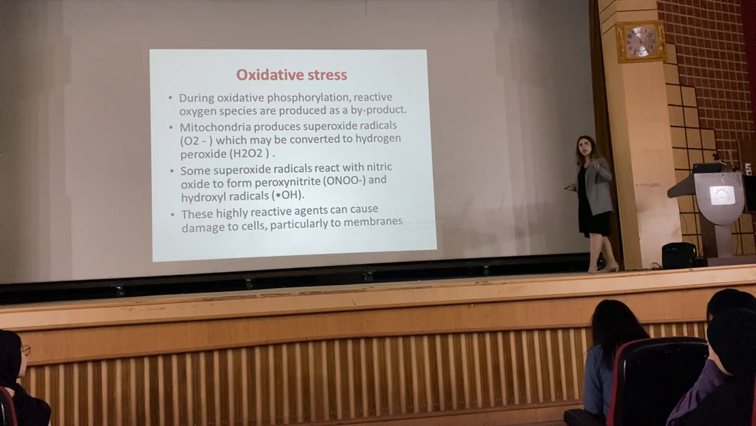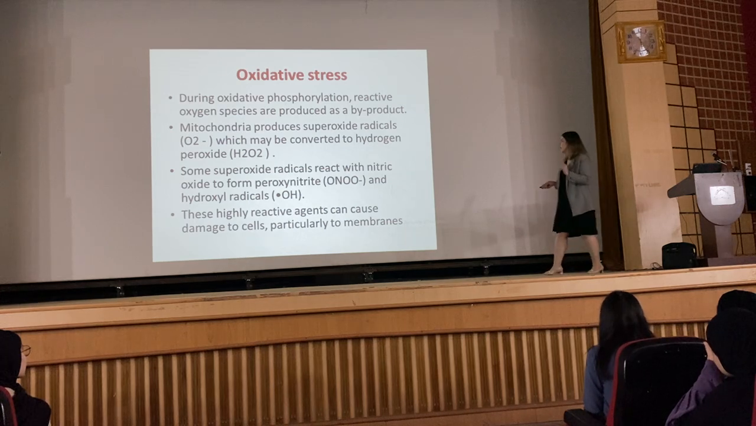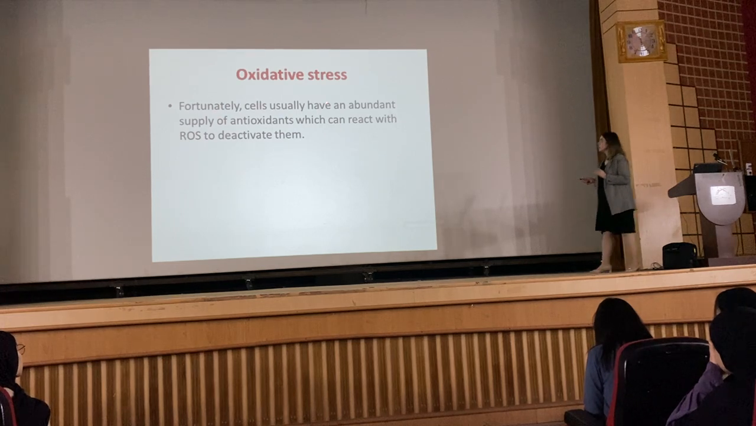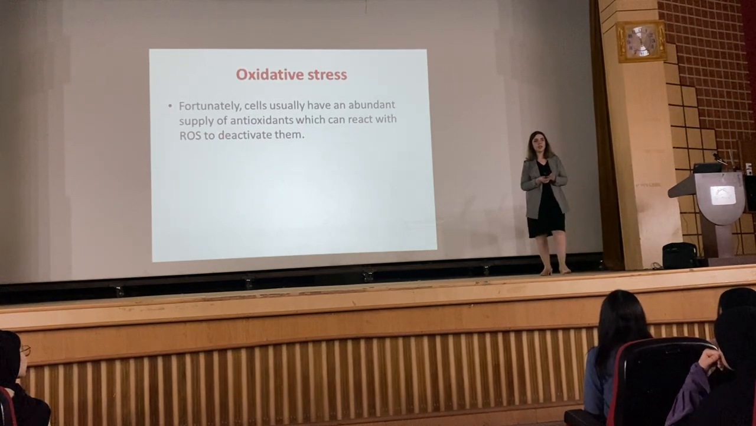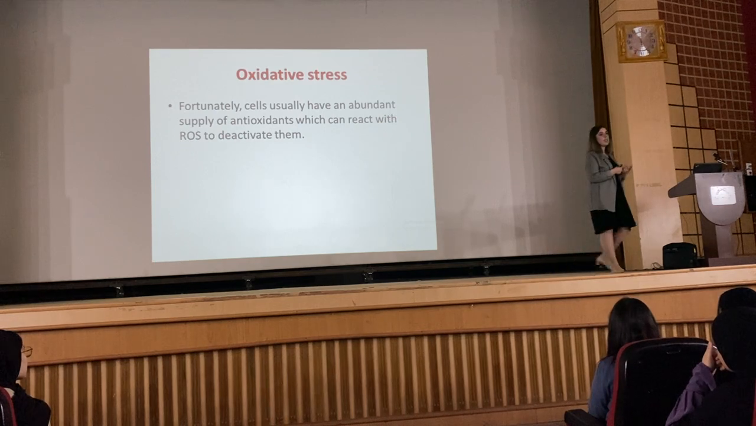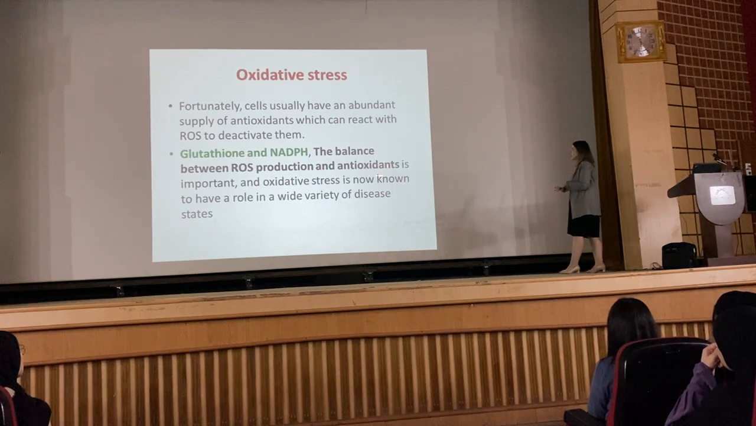For example, hemolysis is damage to the cell membrane, particularly the membrane. Fortunately, cells usually have an abundant supply of antioxidants, which can react with the reactive oxygen species to deactivate them. What are the antioxidants? Reduced glutathione and NADPH. The balance between reactive oxygen species production and antioxidants is very important.